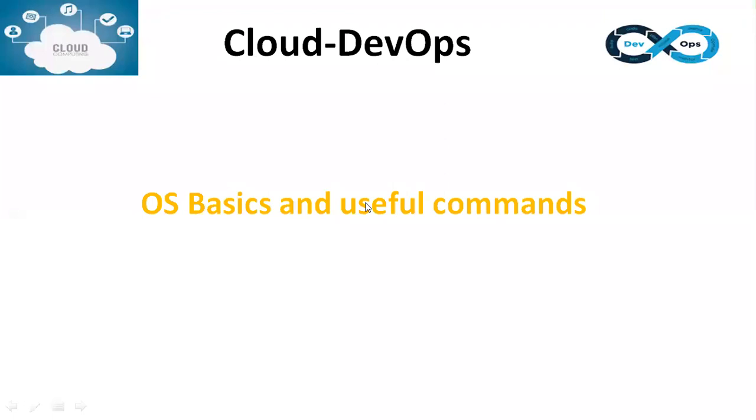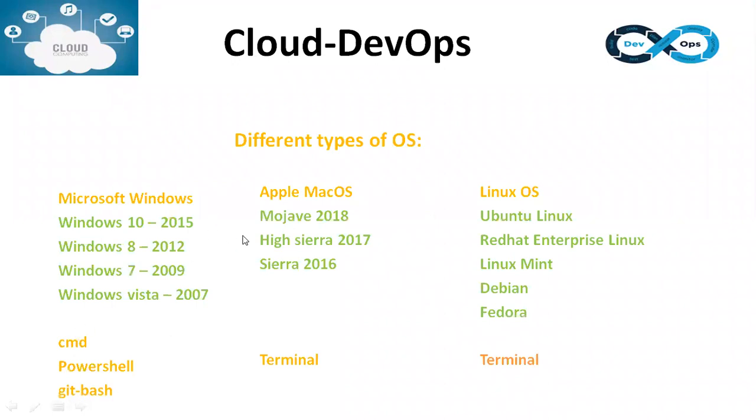These are all the OS basics and useful commands we are going to discuss today. And as you see, I have listed some of the most important operating systems which we use regularly. So we know about Microsoft Windows, which has different versions like 2012, 15, 12, 9, 7. These were all released in those years, and they were named with different versions like 10, 8, 7, and Vista.